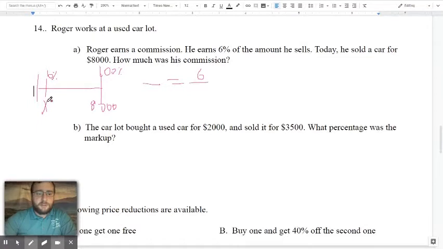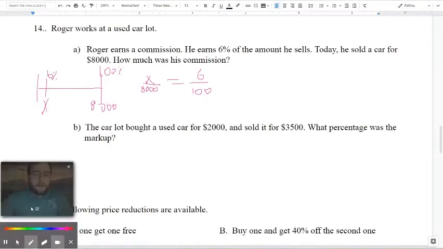I'm going to use 6% because I'm trying to find the edge. So I matched the number on the edge of my diagram. And that's 6 divided by 100 on the left side. Then I put my of in place, or my whole, which is the 8,000, or the original value. And then I'm looking for that part, that commission.